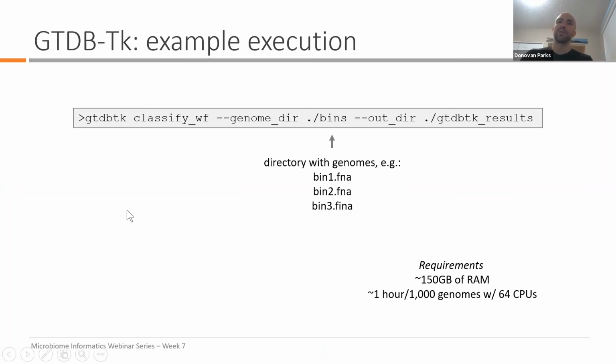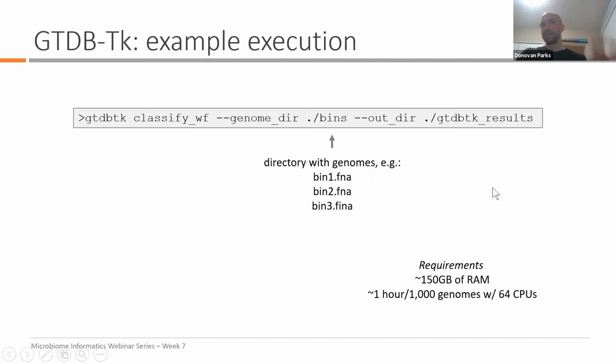What's more common is the classify workflow, where you have a bunch of genomes and you just want to get taxonomic assignments for those within the GTB framework. And this is very straightforward. You can just provide a directory that contains all your genomes. Alternatively, I think it's a genome file or maybe a batch file, and submit a very simple description of where all your genomes are on your computer. GTB-TK then will take those and output the results in the directory that you specify.